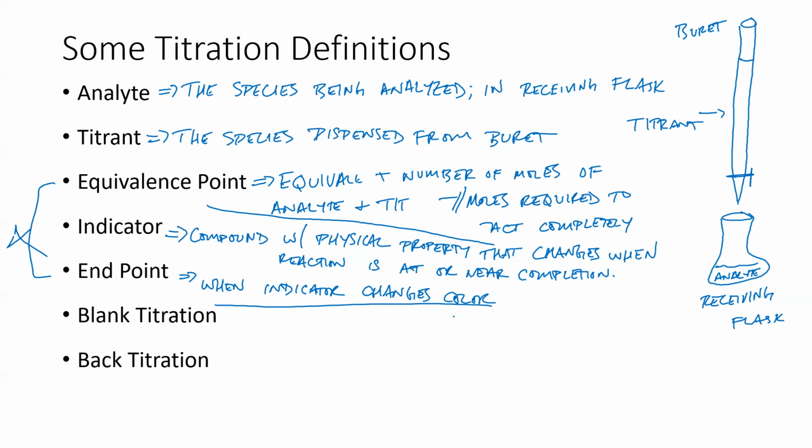And so the blank titration helps us to reduce any error between the endpoint and the equivalence point, right? We're trying to reduce the error in between those two as much as we can, but it also takes into account sort of as many of the other variables as we can handle. And so this is a titration done without the analyte.